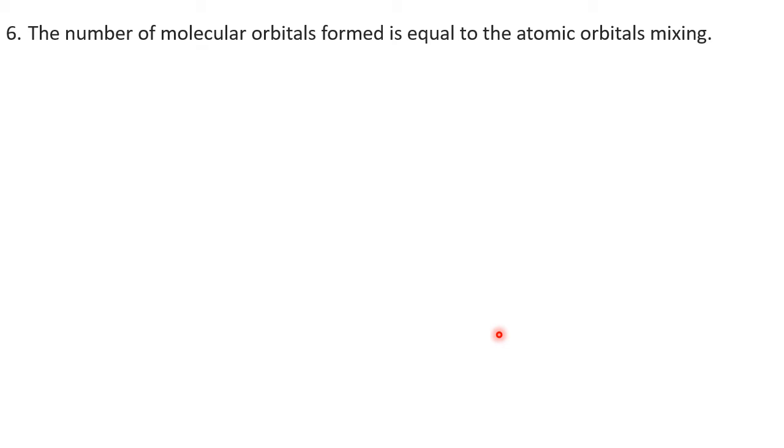After the fifth point, what is the sixth point? The number of molecular orbitals formed is equal to the number of atomic orbitals mixing. Kindly recall VBT. The same point is mentioned there also. There we learnt the number of atomic orbitals is equal to the number of hybrid orbitals formed. But here the word used is number of molecular orbitals formed. So, small changes. The number of orbitals mixing is equal to the number of hybrid orbitals formed according to VBT, and according to MOT, the number of molecular orbitals. So some points are similar between the VBT and the MOT.